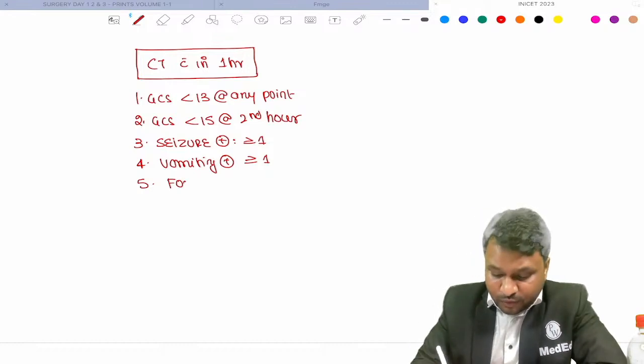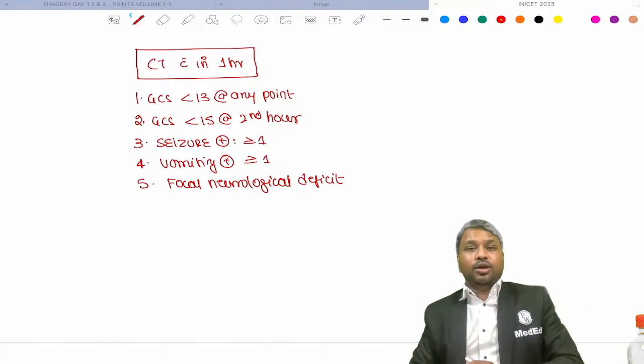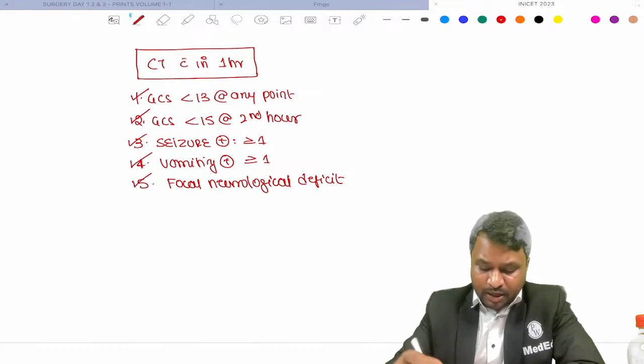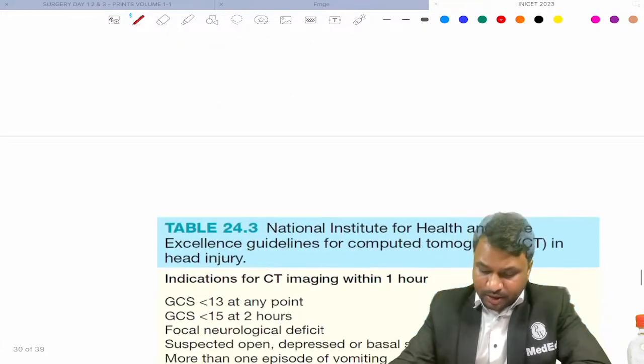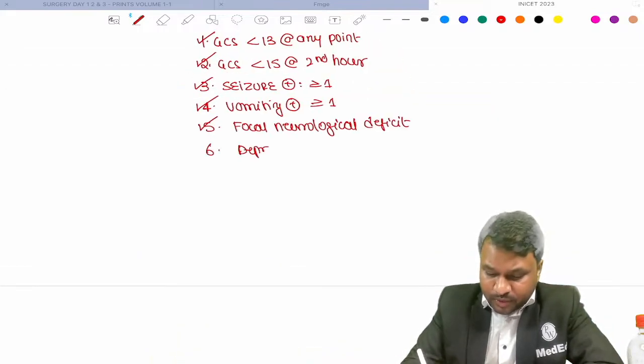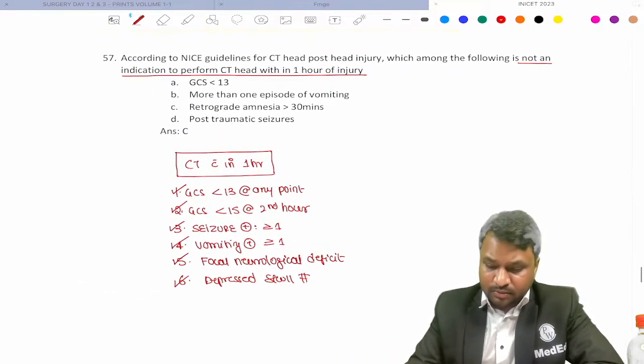If there is presence of focal neurological deficit. So GCS less than 13, GCS less than 15 at second hour, post-traumatic seizures, vomiting and focal neurological deficit, right? Another one will be your depressed skull fracture. I've given it down. Presence of depressed skull fracture. If any one of the following is present, then you have to go ahead with CT within 1 hour.